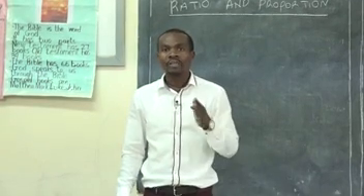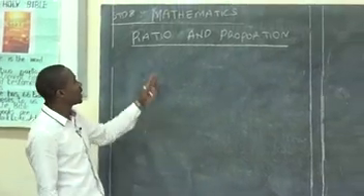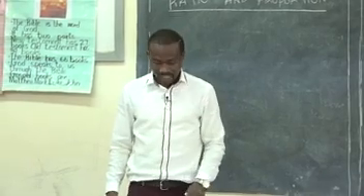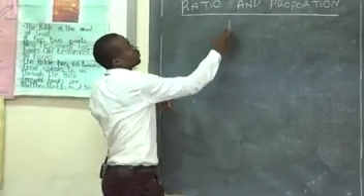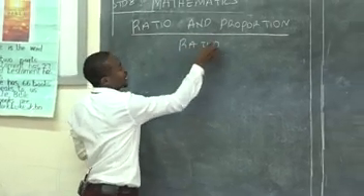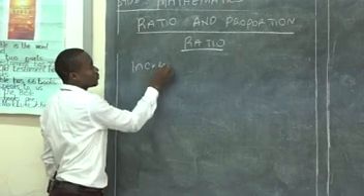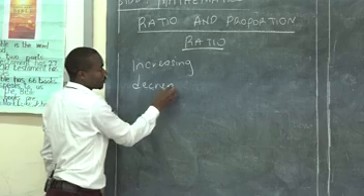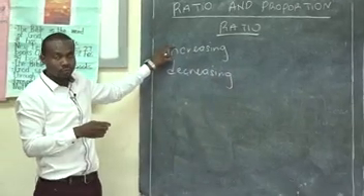I'm going to teach you mathematics class 8. Our today's lesson, we are going to learn about ratio and proportion. I want you to understand, in ratio and proportion, we shall start with the ratio. In ratio, there are two types of ratio. We have increasing ratio and decreasing ratio. What is increasing ratio?